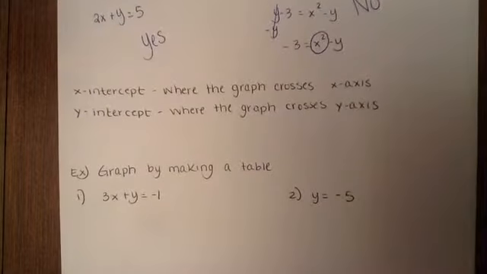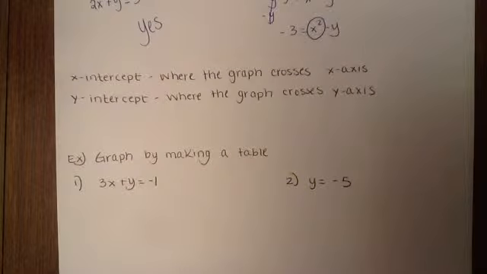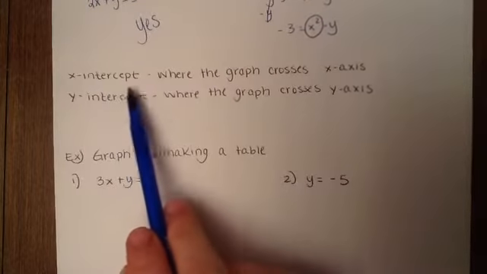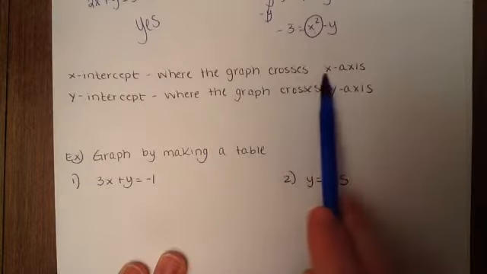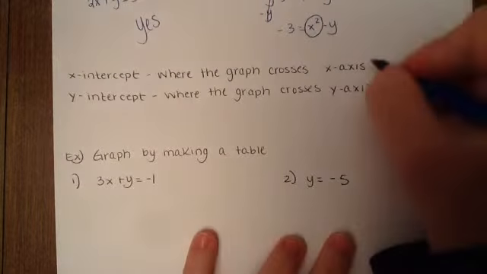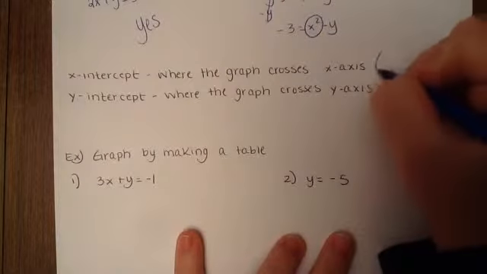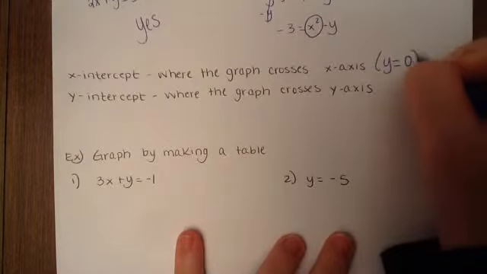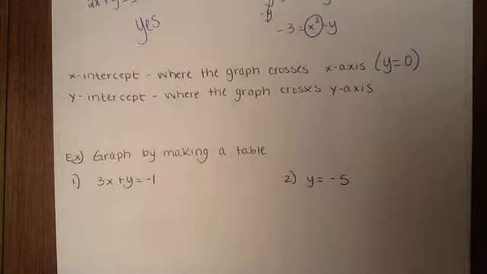Let's talk about intercepts. Intercepts are where the graphs cross the axes. So the x-intercept is where the graph crosses the x-axis, so for what value of x it crosses. At the x-intercept, the y value is always 0. Since it's on that axis, it cannot go up or down, so the y must be 0.